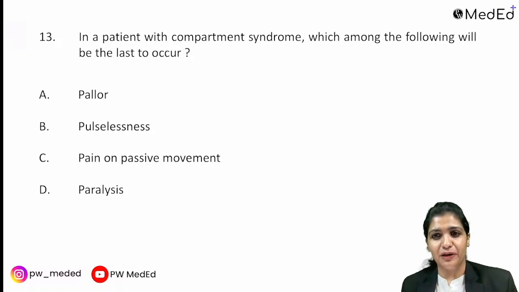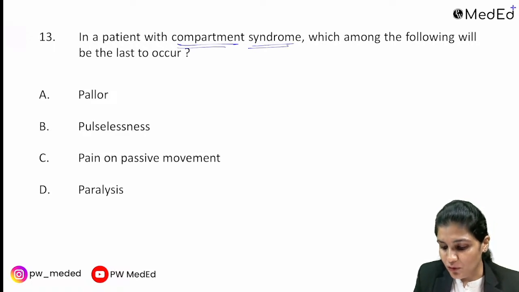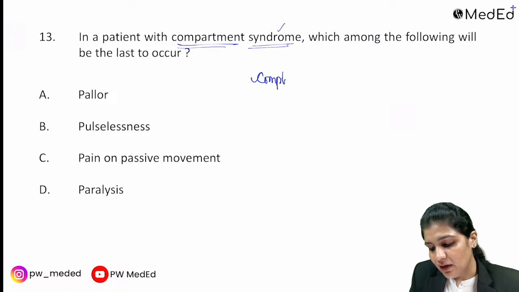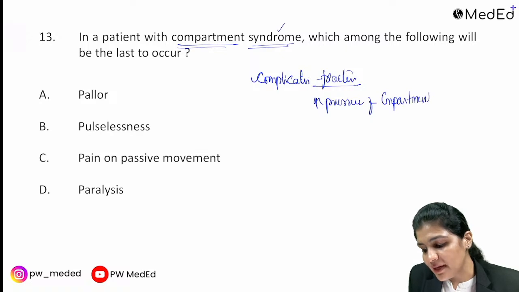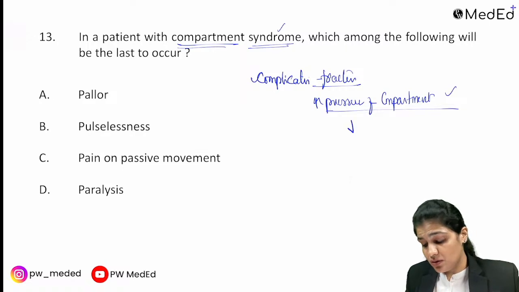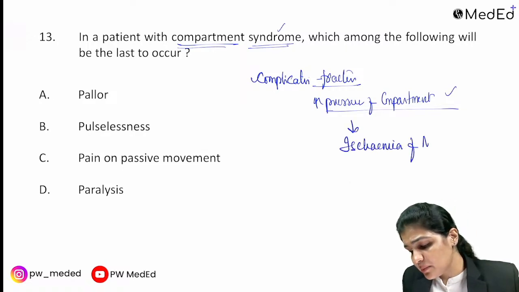So this is a straightforward question on a very important topic, compartment syndrome. You all know that this is a complication of the fracture, where there will be a rise in the pressure of the compartment. If you remember, the limbs are divided into various compartments. The rise in pressure will cause ischemia of the muscles. So why is there ischemia of the muscles?